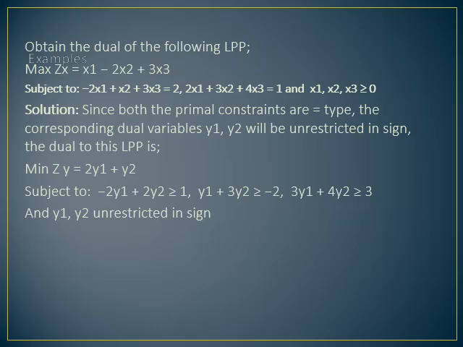Okay, try to obtain the dual of the following LPP. Max Z = x1 - 2x2 + 3x3, subject to -x1 + x2 + 3x3 = 2, x1 + 3x2 + 4x3 = 1, and x1, x2, x3 ≥ 0.